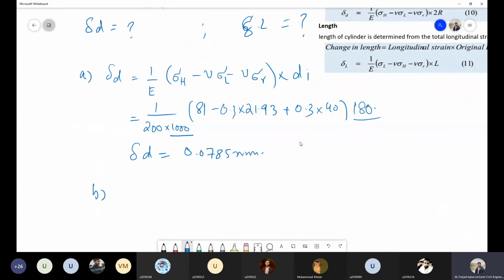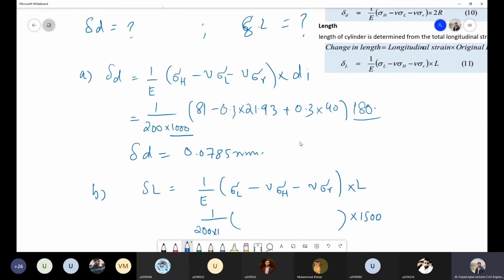Now, in the same way, if I calculate the change in length, that will be 1 over E, sigma L minus nu sigma H minus nu sigma R, into length. The length was given to us as 1500 mm. This whole thing will remain the same, and over here we will have 200 into 1000. Now give me the change in length.